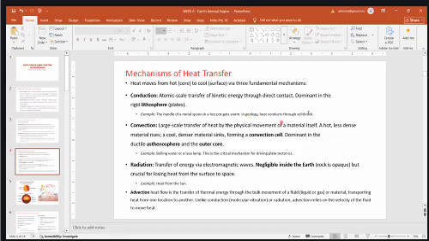So also in geology, heat conducts through solid rocks as well.